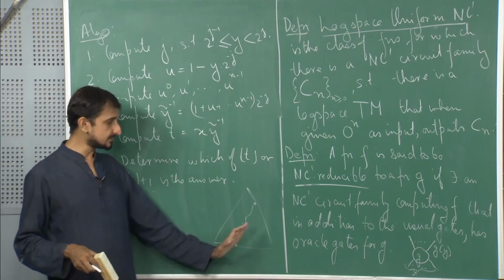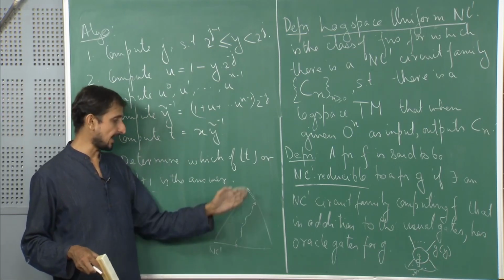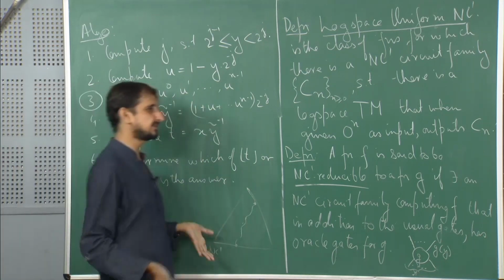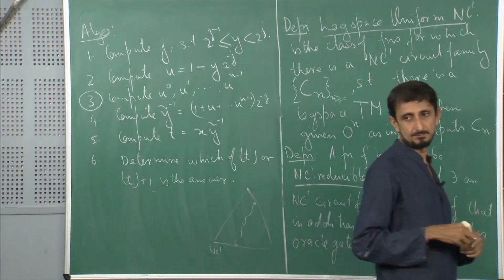But of course, this problem does not arise for us because this will only happen if these gates are in series. Here we are doing it in parallel. In fact, all the reductions that we will do, we will actually show they can be done in parallel.